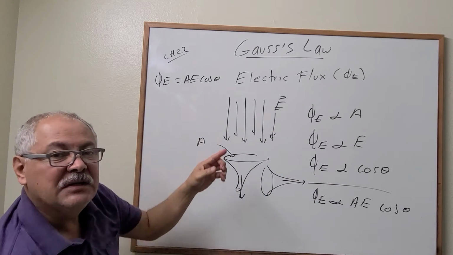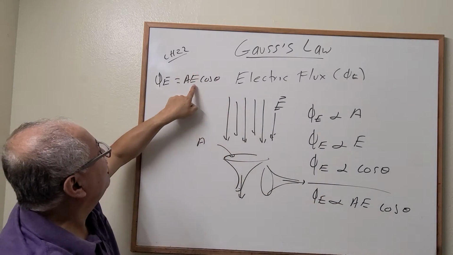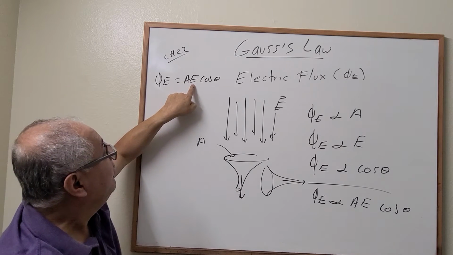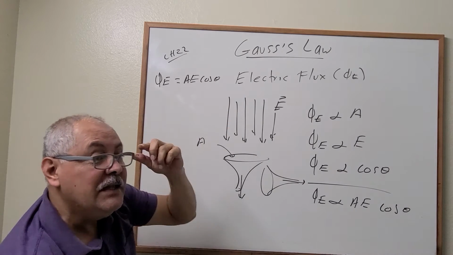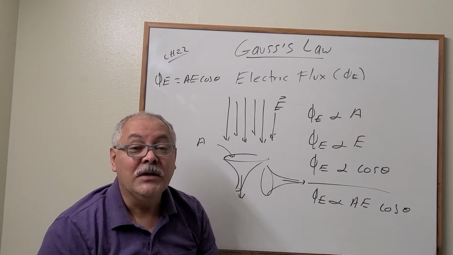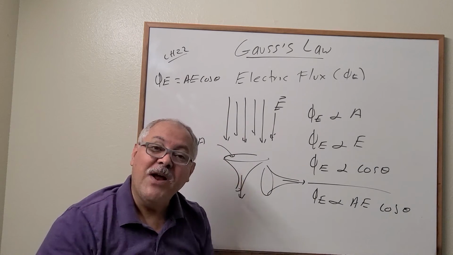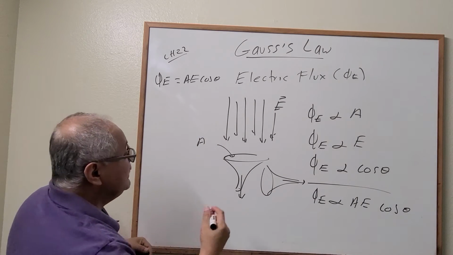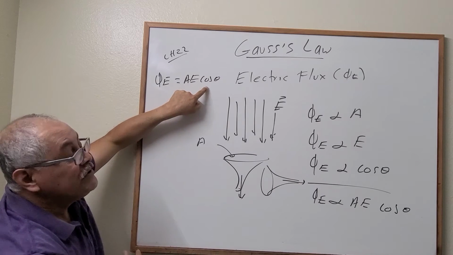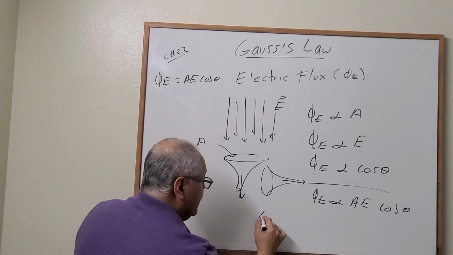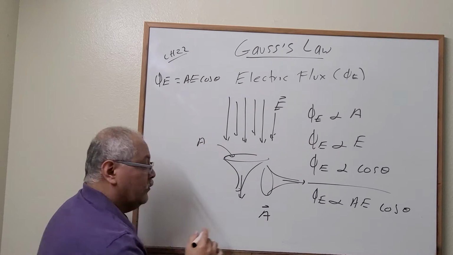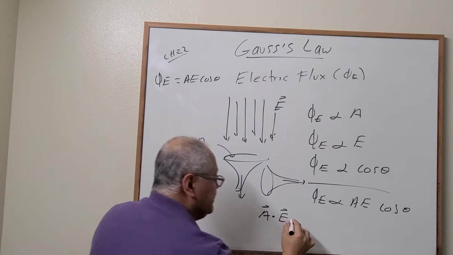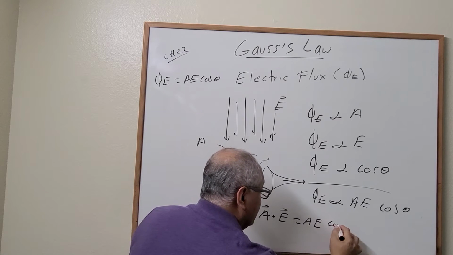Perfect. Now, let's go back to this formula. Remember, every time we have a vector like the electric field and cosine, or a vector and sine, we can relate these two quantities with the cross product or the dot product. Like in this case, we can represent this A E cosine theta as the dot product of the A vector and the E vector. Remember, this is equal to A E cosine theta.